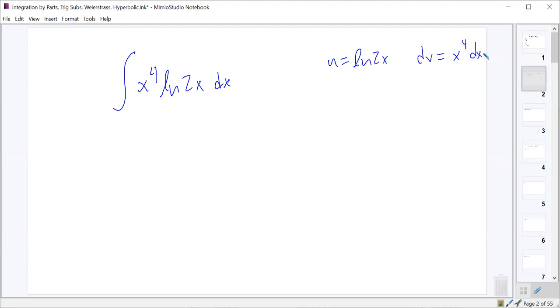and let dv equal x to the fourth dx. And so then du will be 1 over 2x times 2, right? Or just 1 over x dx, and our v will be x to the fifth over 5. Everybody good with giving it a try that way?